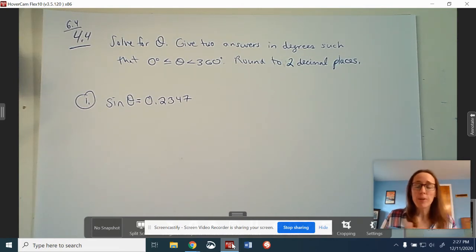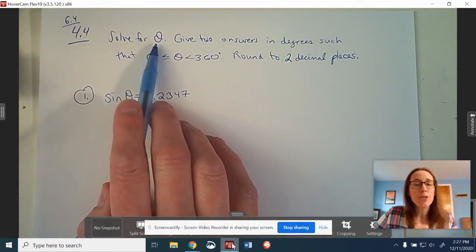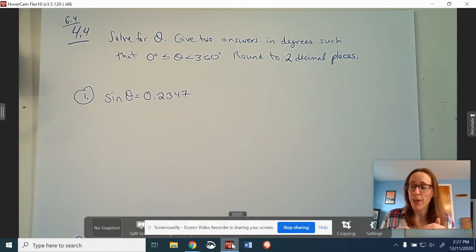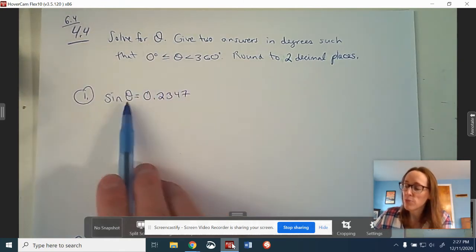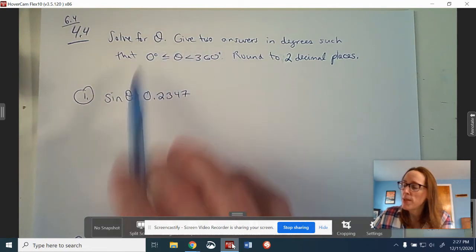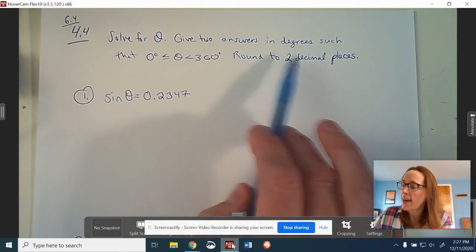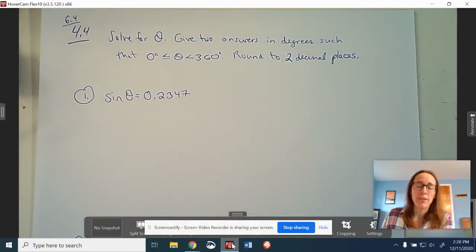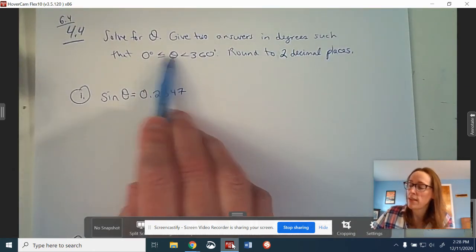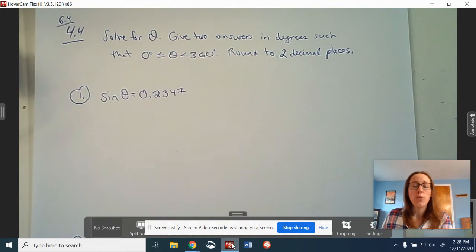So we are going to be solving for theta, but we're going to be doing this using a calculator. These are not going to be special angles. Usually we'd find the reference angle and the quadrants and then get our answer. But these are going to be non-special angles, so we're going to need a calculator, and that's indicated by asking you to round to 2 decimal places. We're going to give answers in degrees such that theta is between 0 and 360. We could totally do this in radians, but we're just going to do it in degrees just to learn the concepts.